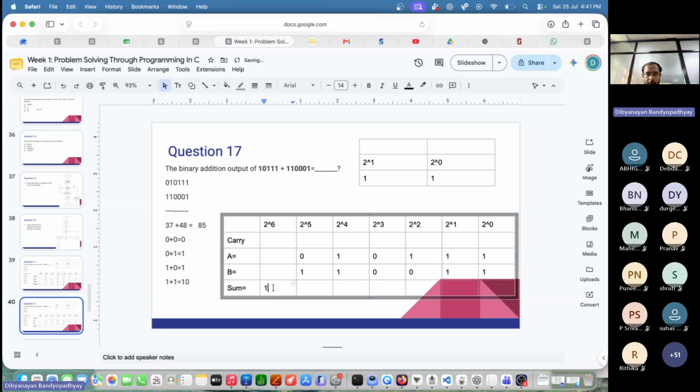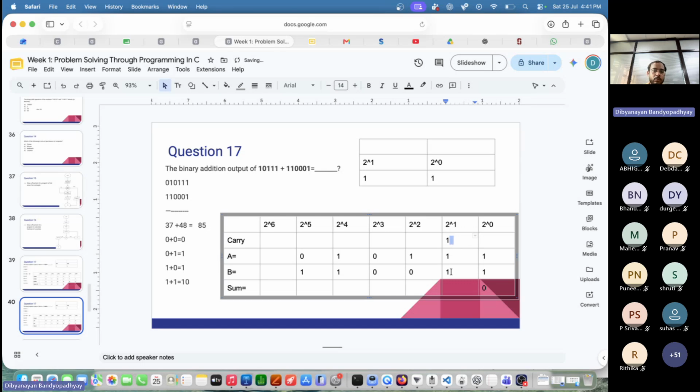Okay, so these are the two numbers and we don't know the sum of them. So what are the values of this 1 plus 1? Right, so 1 plus 1 means 0, and then you place the carry as 1.